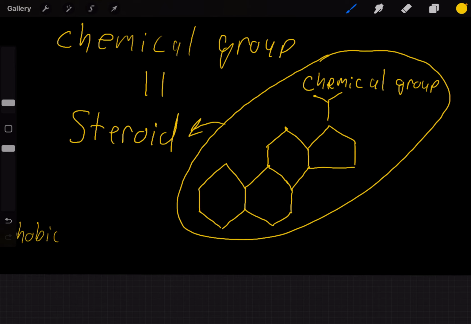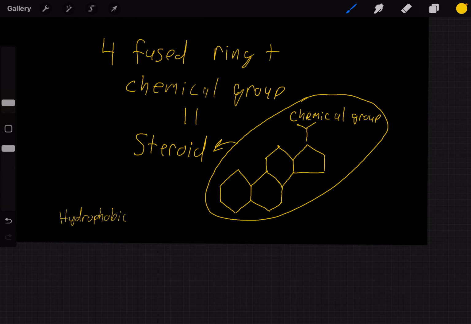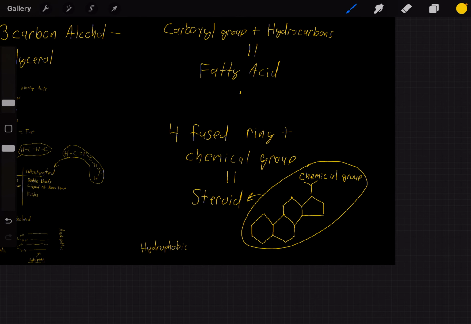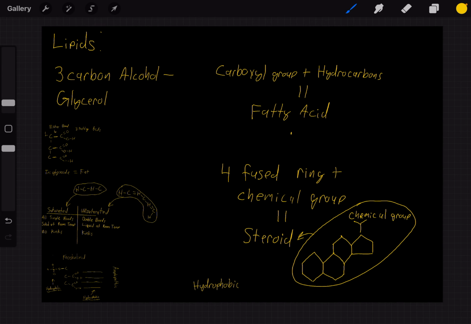And there's different types of steroids. For example, you have cholesterol. Cholesterol is a type of steroid that is also used in your membrane, which we'll also talk about in chapter 7. But all you have to know is that a chemical group or a steroid, which is a 4-fused ring, is also considered a lipid. So that would be everything for a lipid. We will now move on to carbohydrates.